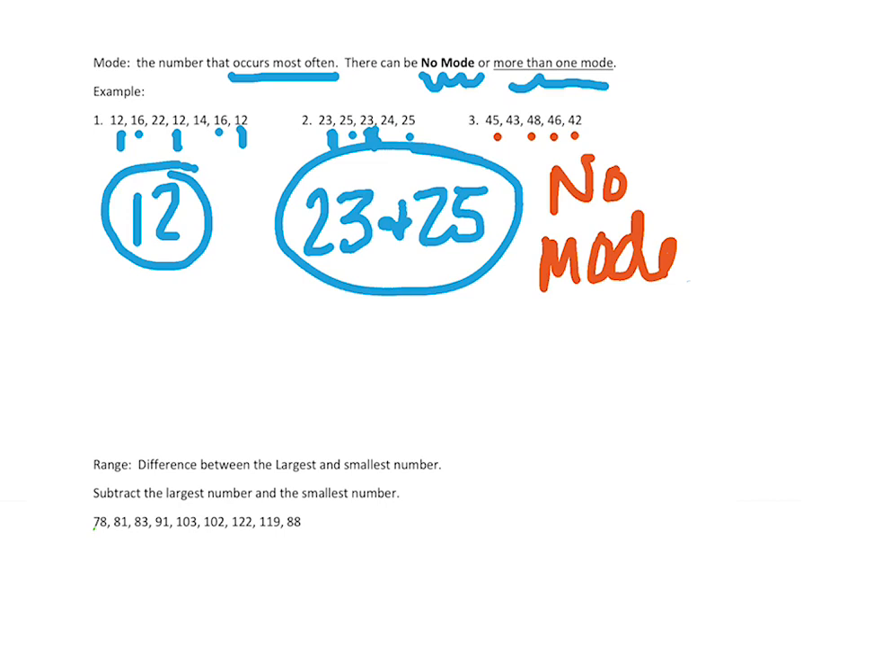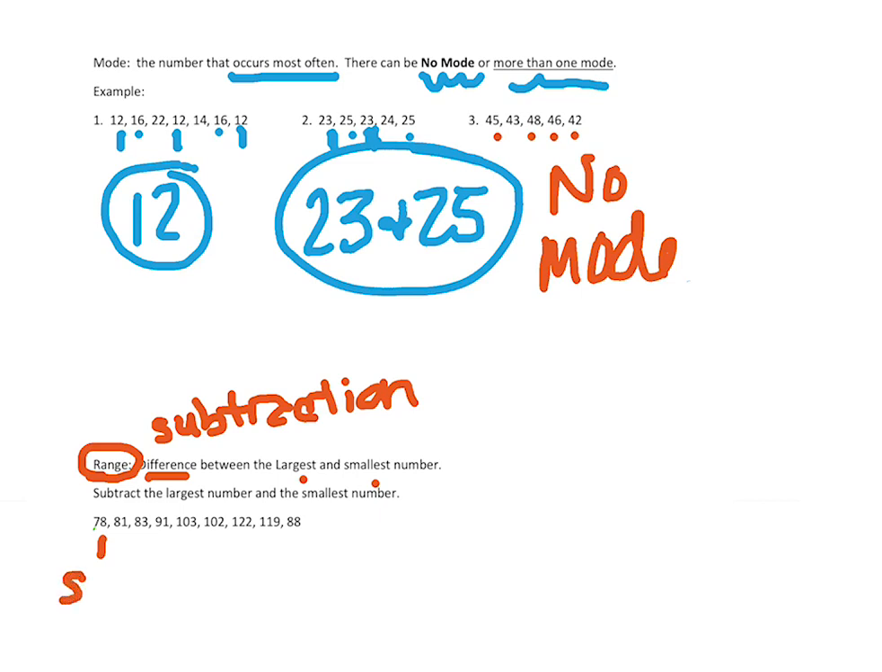Okay. Next thing on central tendencies, I can speak English, is range. So range is the difference, and difference means subtraction. So between the highest number and the smallest number. So in this case, it's always helpful if you do lowest to high, but it really doesn't matter. So let's look. Our smallest number is going to be 78. Okay, that's your small. Okay, and then our high number looks like 122.